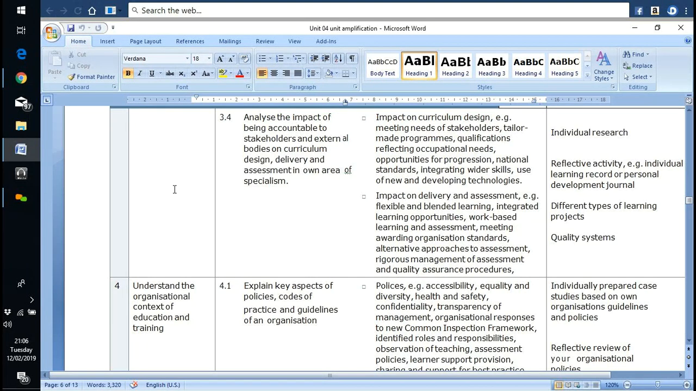3.4 is mainly looking at how all that impact has on actual curriculum design and how the delivery and assessment takes place because of that impact. Yeah, okay. So Bailey, that's just an extension of what you've written at 3.2, yeah?